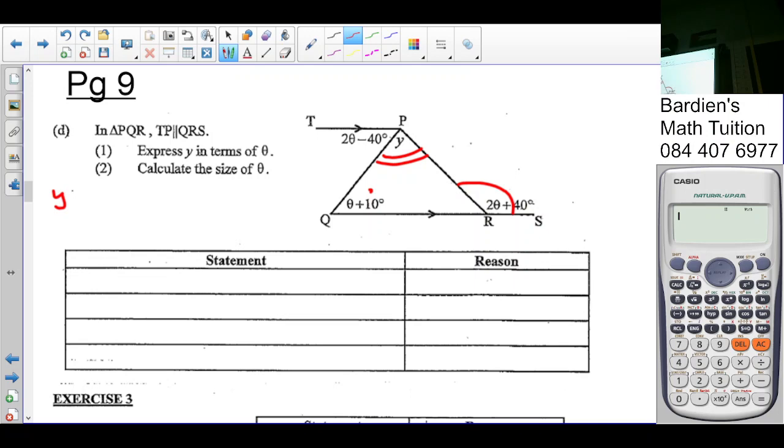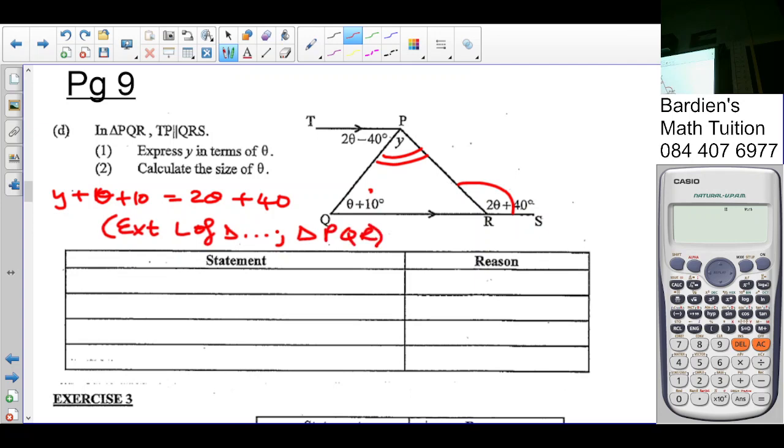So we say Y plus theta minus 10 equals 2 theta plus 40. Okay, and the reason here is exterior angle of triangle, and it's triangle PQR. So make Y the subject of your formula. So Y is equal to 2 theta plus 40 minus theta minus 10, which gives you theta plus 30 degrees. So there we have Y in terms of theta. Okay, that's for number one.